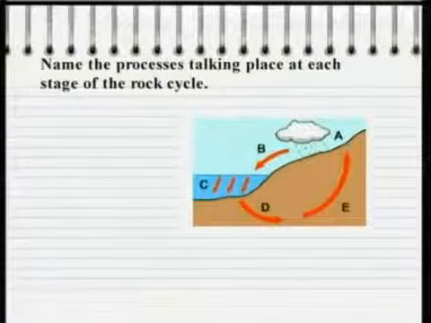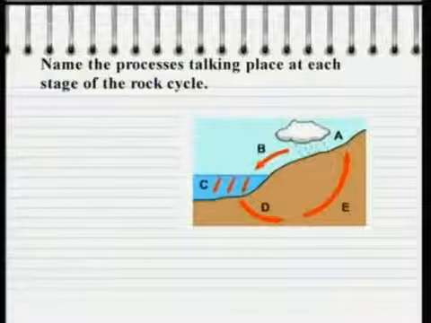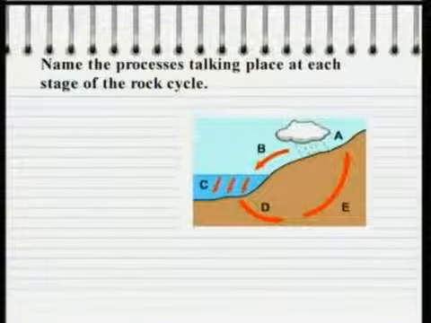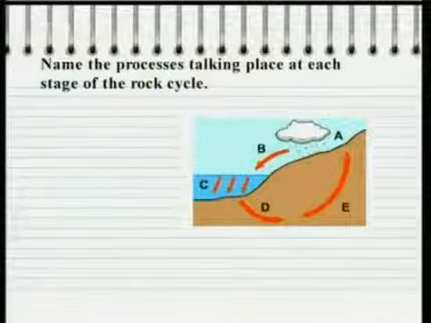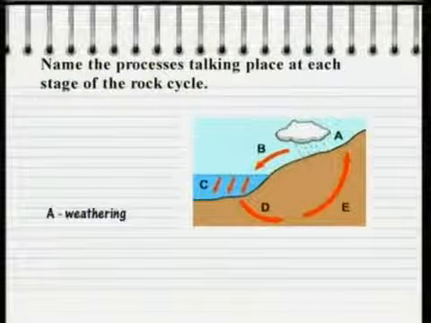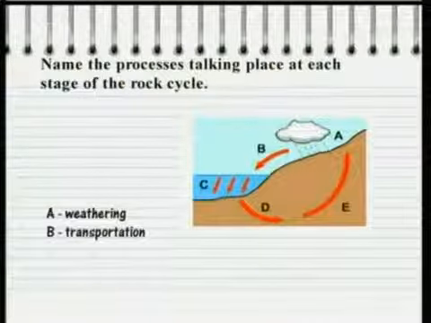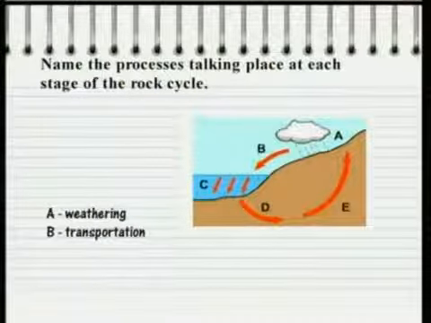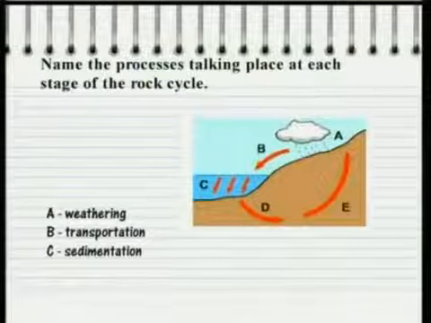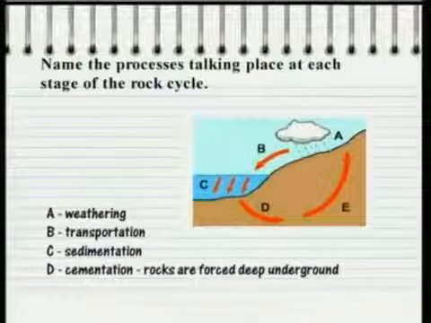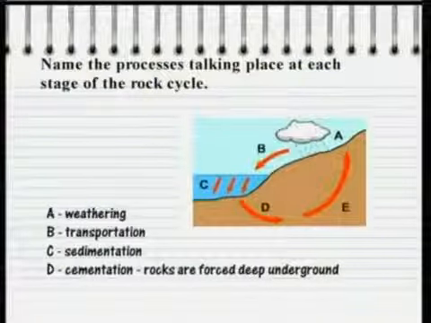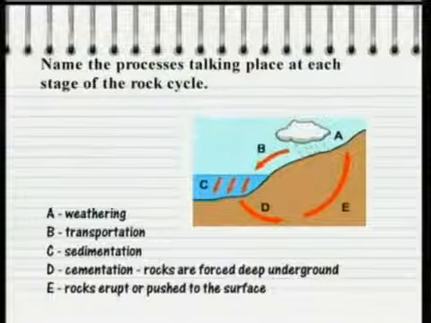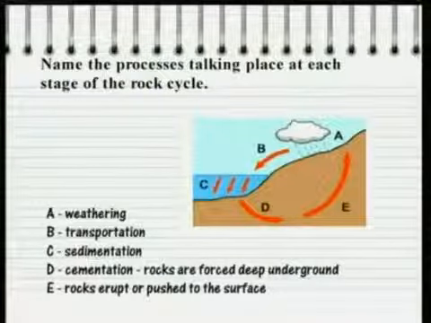Here's a question about the rock cycle. Name the process taking place at each of the labelled stages of the rock cycle. Process A is weathering. Process B is transportation. Process C is sedimentation. Process D is cementation, where rocks are forced deep underground. Process E is where rocks erupt again or are pushed to the surface by uplift or folding.